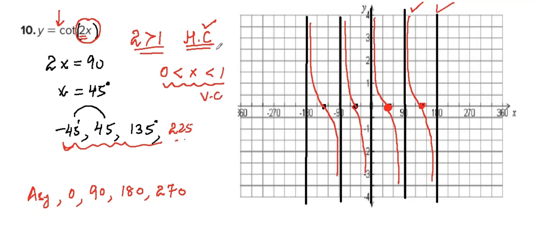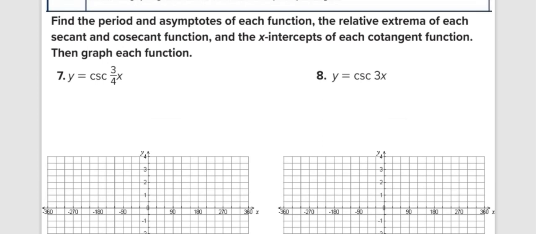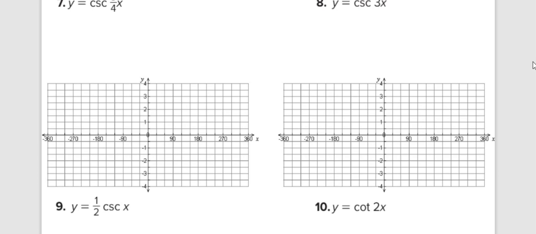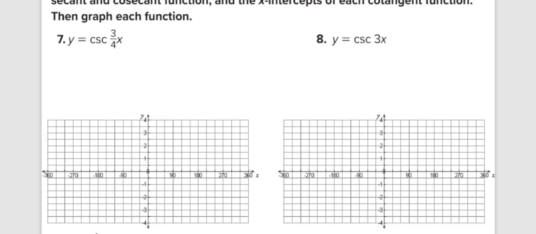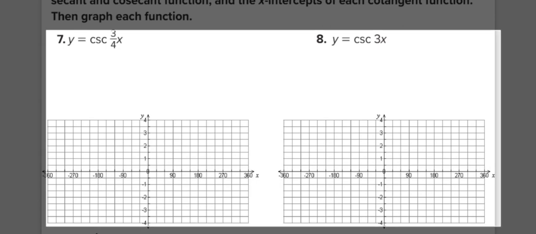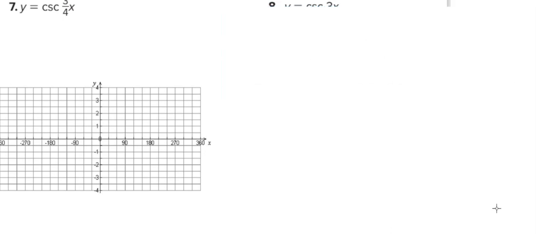If there is any problem, let me know. Next, according to the coverage, questions number 7, 8, 9 are related to cosec. It's very easy, not so difficult. Cosec is the reciprocal of sine. Let me discuss these questions: how to draw the graph of cosec. Let me first try question number 7, then I'll do question number 8 for cosec, and the third one you can try from your side.